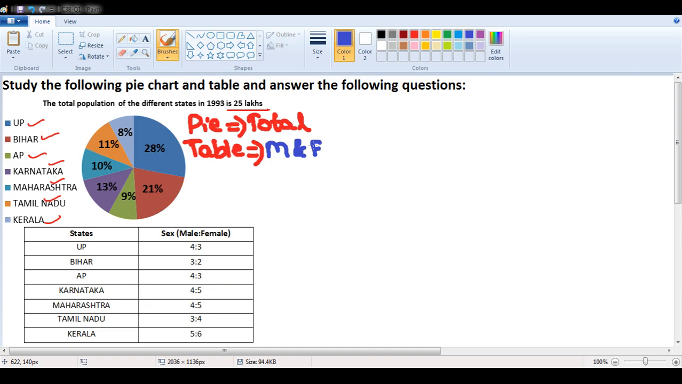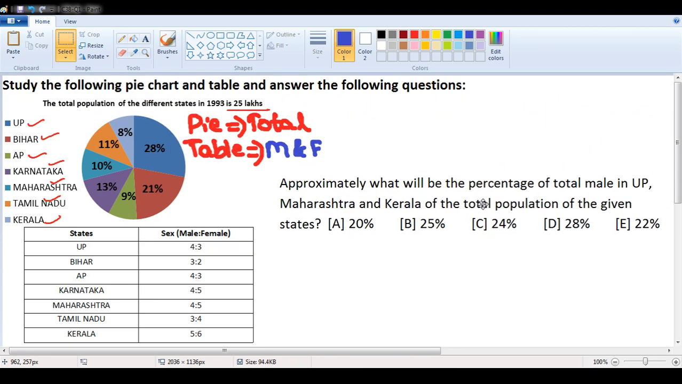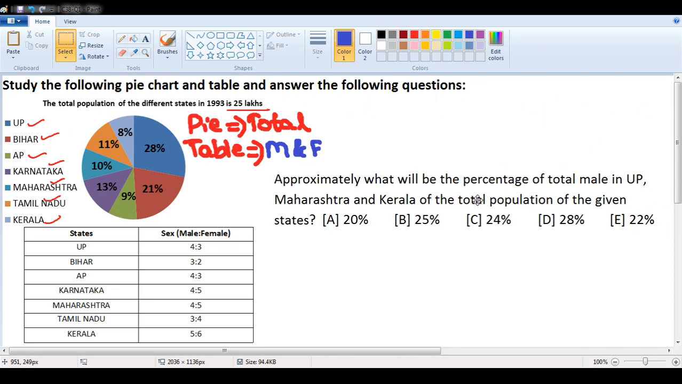Now see here, I am pasting the first question. Approximately, what will be the percentage of total male in UP, Maharashtra and Kerala of the total population of the given states, right? Now see here, answer options are given.